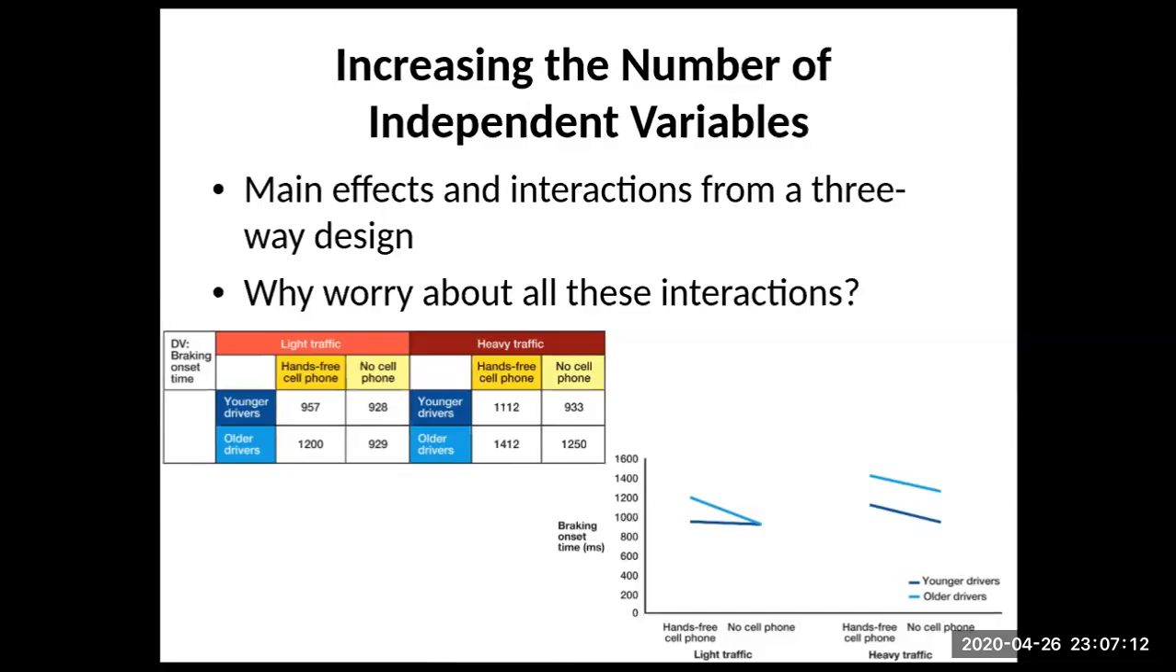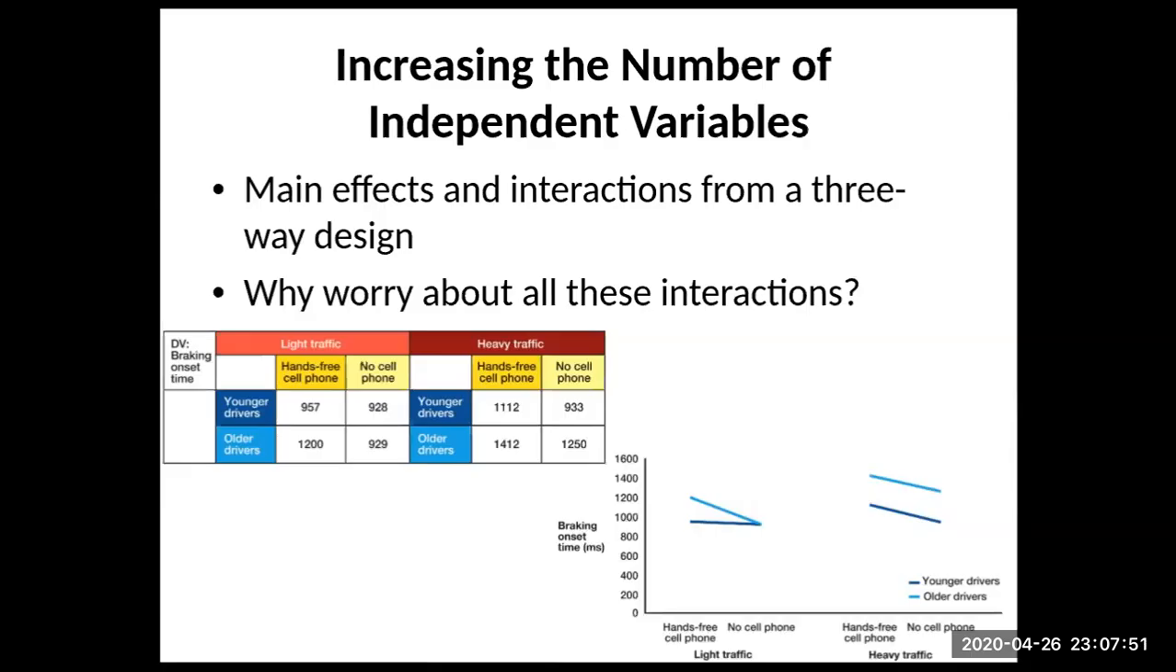In this case, we are actually going to have 3 different interactions. We're going to have an interaction between cell phone and age. We're going to have an interaction between age and traffic. And we are going to have an interaction between cell phone and traffic. So there will be 3 different interactions. And then we want to know if all 3 of them interact.